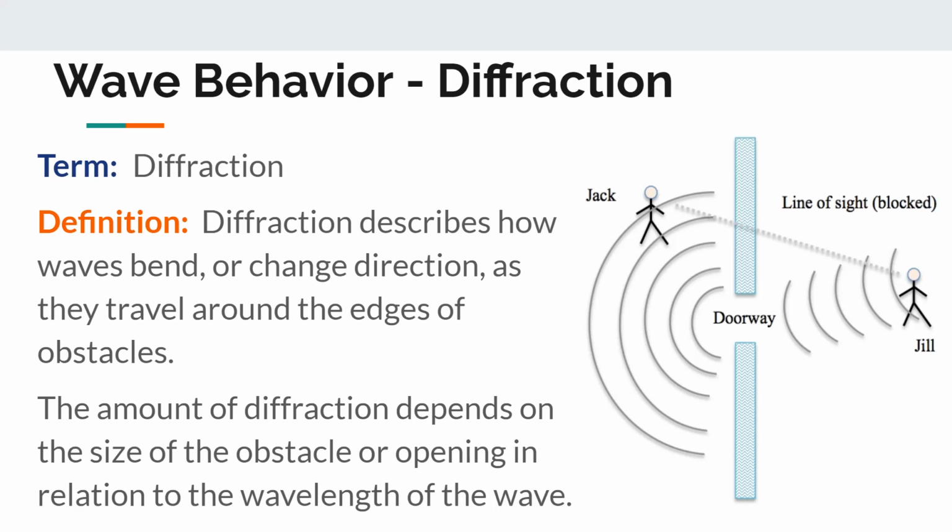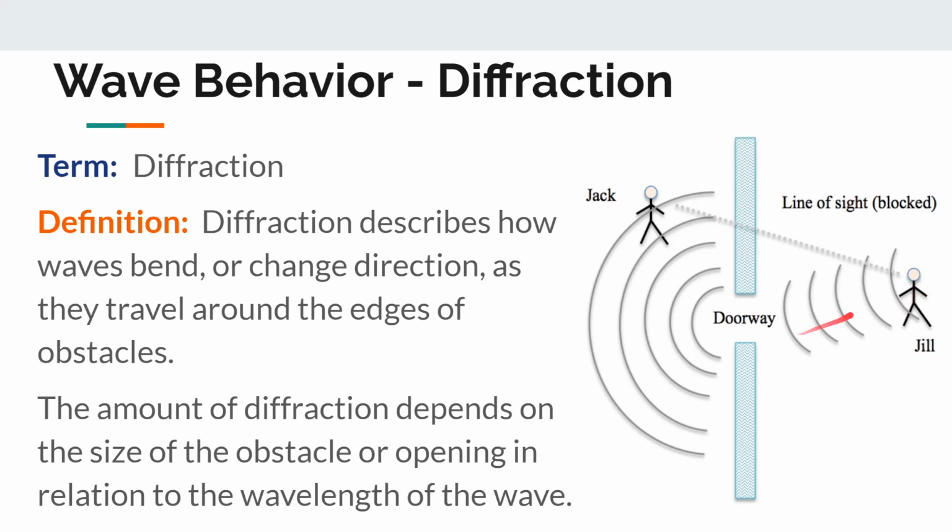If you've been to a concert and there was a really tall person in front of you, you can still hear the music. It kind of sucks because you can't see it, but you can still hear it because the sound waves will bend around those obstacles. That's diffraction.